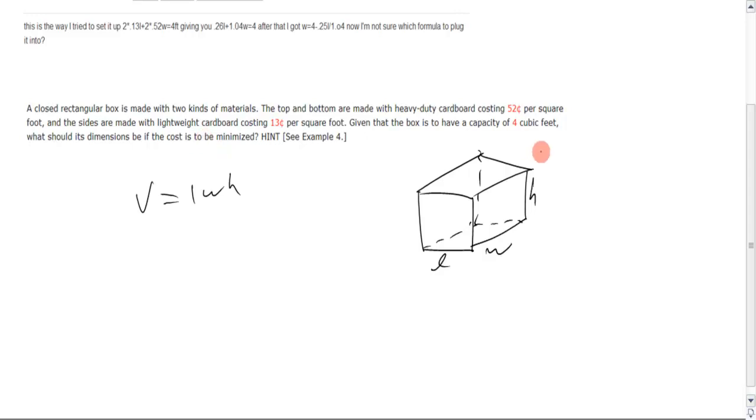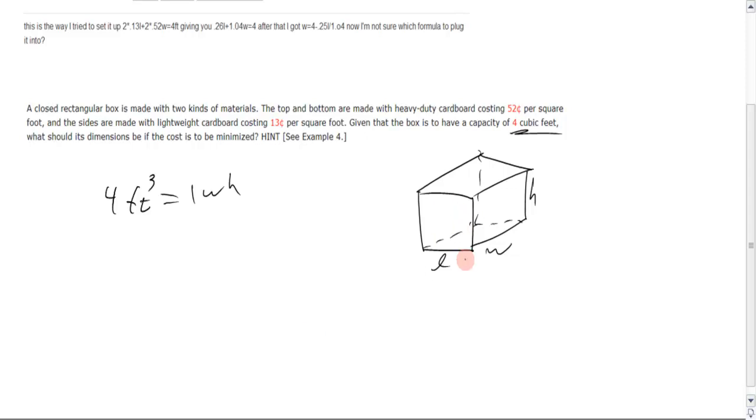Oh, I apologize. Let me backtrack for just a second. We know that the volume has to be 4 cubic feet. So instead of doing volume, I'm just going to say we know that length times width times height has to equal 4, but always give it units just in case they don't match later. So 4 cubic feet. Okay, back to what I was saying.